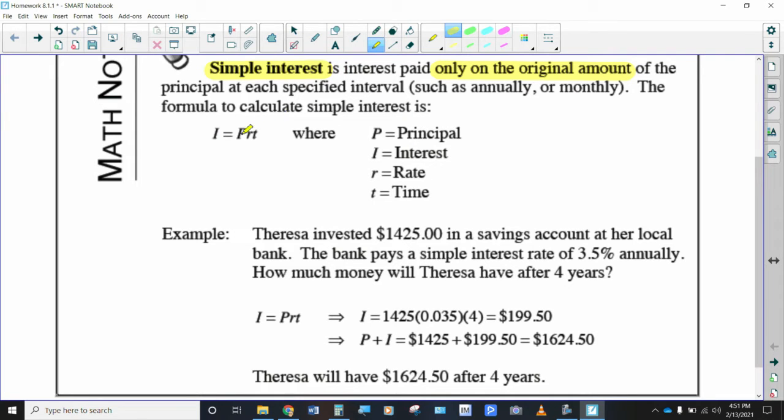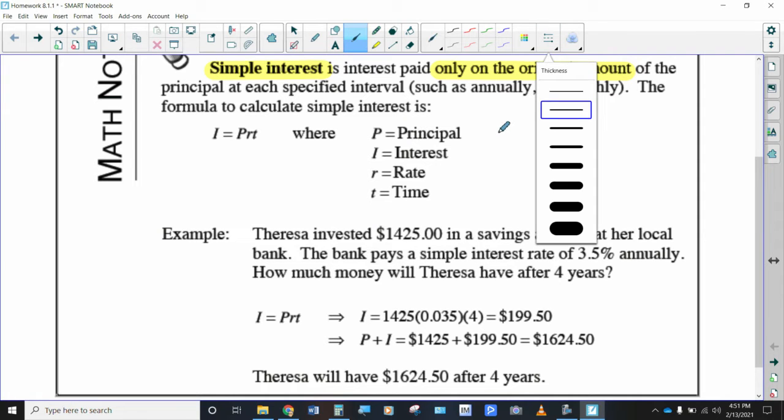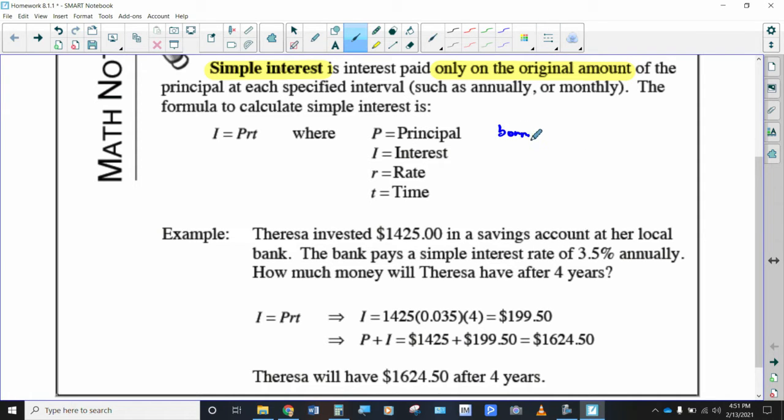And the formula I equals PRT, each one of these has a meaning. The principal is the amount that you deposit or borrow. Maybe I'll write that in here. Now let's change it to this color. Okay, so you either borrow this amount and it's called a loan, or you deposit or save that amount. I guess it's a deposit if you save it.